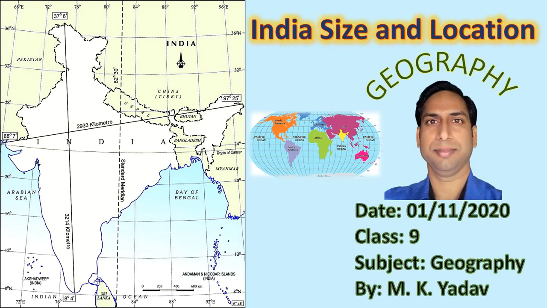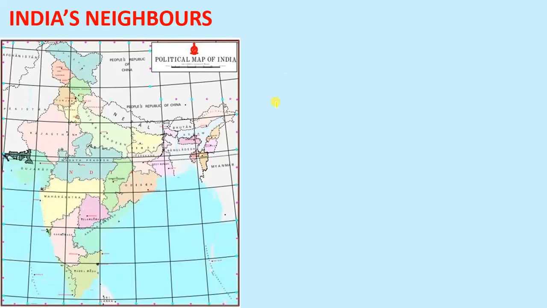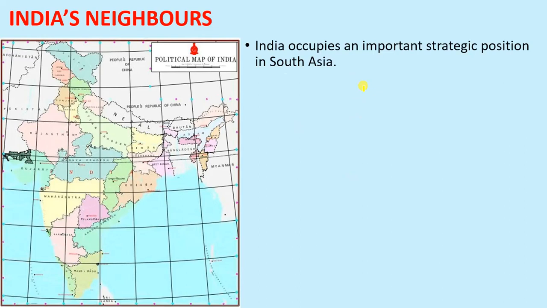In the process of revision, this chapter, India size and location. In this module, we are going to discuss India and the neighboring countries. So let us begin, students. India's neighbors. India occupies an important strategic position in South Asia. As we saw in the world map, India has 28 states and 9 union territories. The two union territories recently created are Jammu Kashmir and Ladakh. You can clearly see in this map, Ladakh is here and Jammu Kashmir is here.